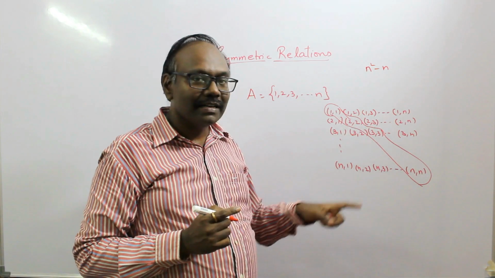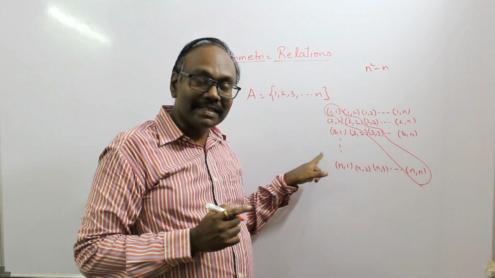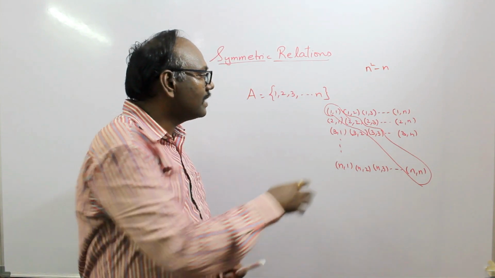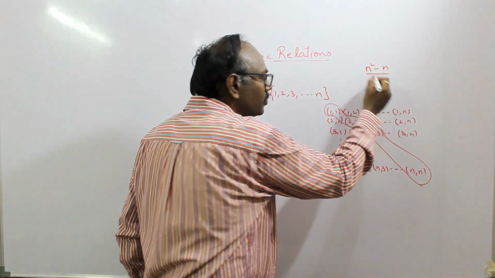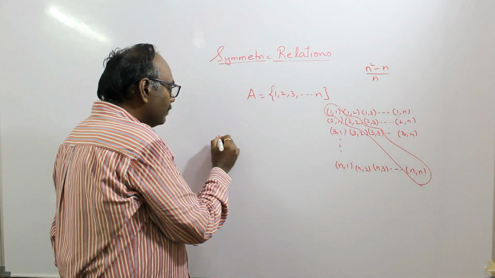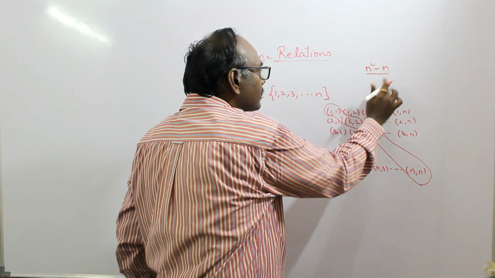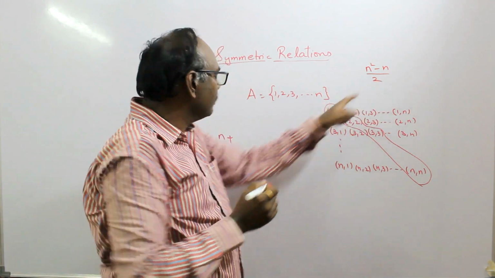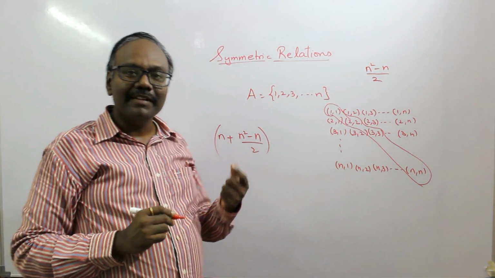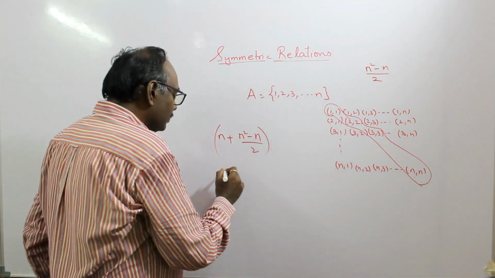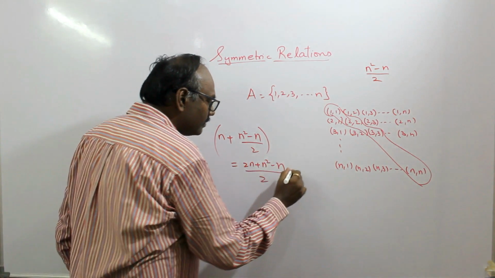Similarly, if I want a relation containing (1, 3) as a symmetric relation, obviously in that relation (3, 1) will be present, which means that I have only the choice of selecting half of these elements. So half of these elements is nothing but (n² - n)/2. So the total is n diagonal elements, plus those elements which are (n² - n)/2, which are the only elements from which I have a choice of selection. So this will be simplified to 2n + (n² - n)/2, which is equal to (n² + n)/2.